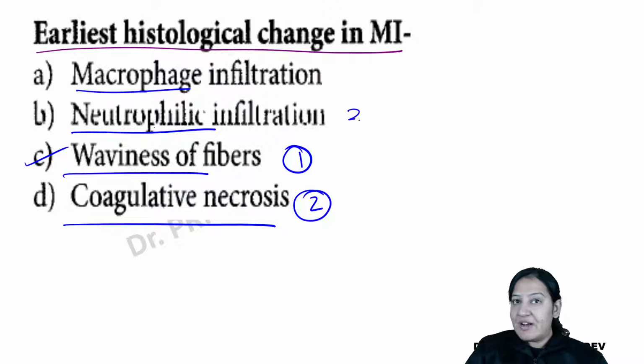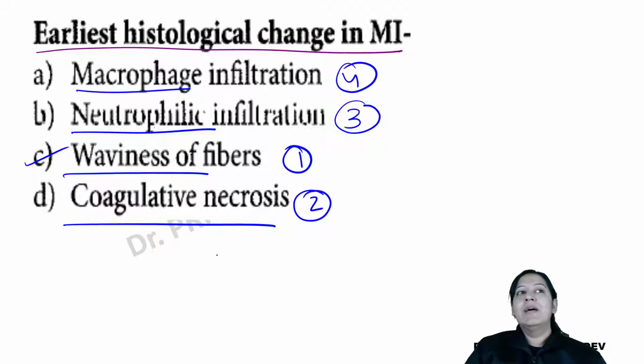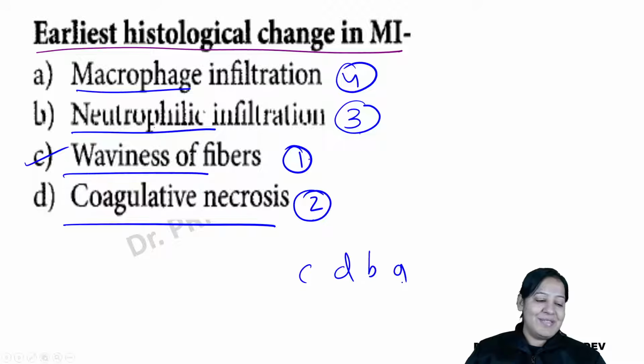So first neutrophil comes at 12 hours and then macrophages come at 72 hours. So the correct sequence is C, D, B, A. You all are right. Very good. C, D, B, A is the correct answer.